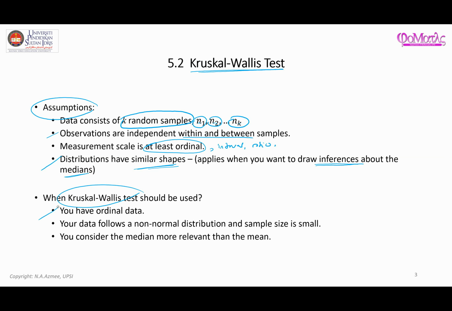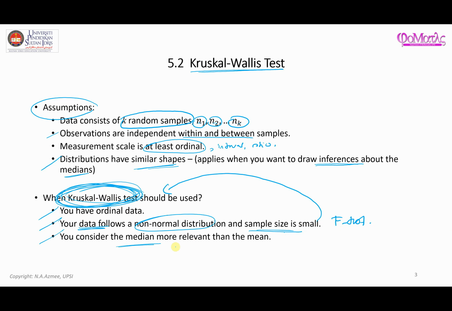So in general, when should this method be employed? First of all, when you have ordinal data, definitely you go for this approach. Or if the measurement is interval or ratio, and it follows a non-normal distribution with small sample size, then instead of using the F-test, you can resort to applying the Kruskal-Wallis test. Or you can also apply this statistical method when you consider that the median is more relevant than the mean.